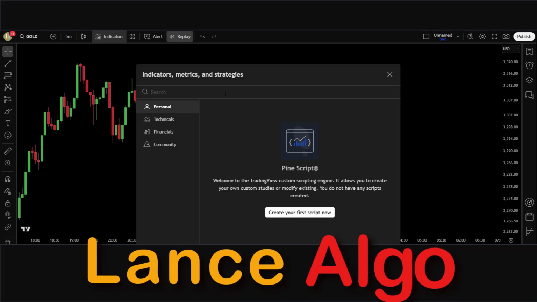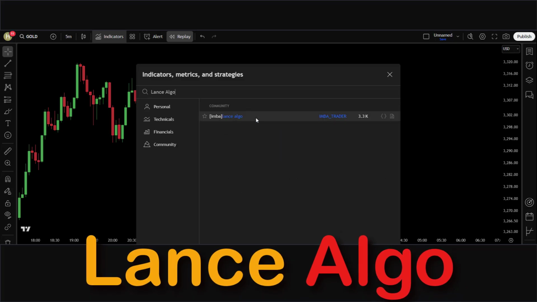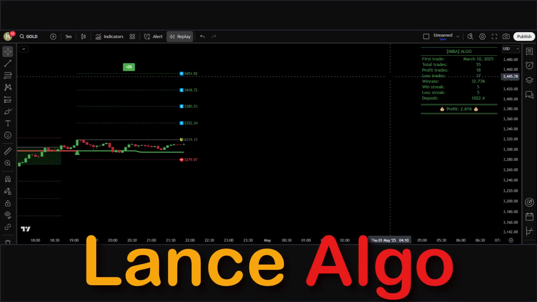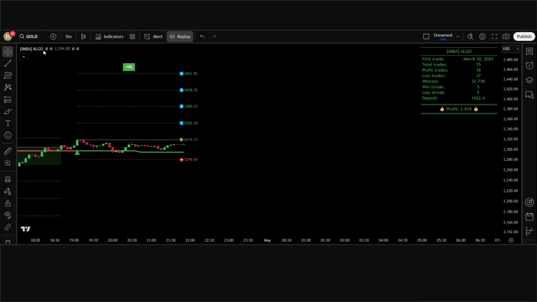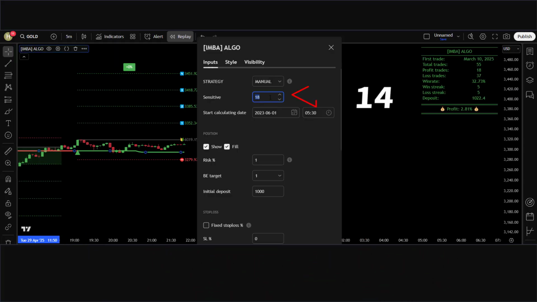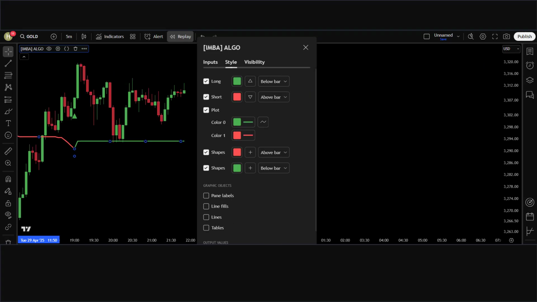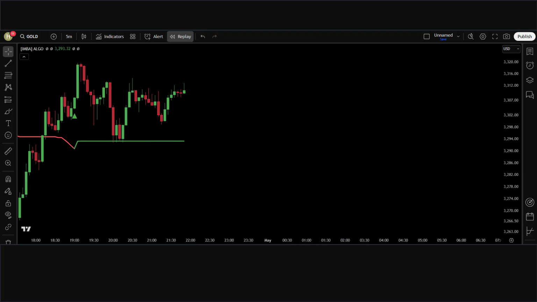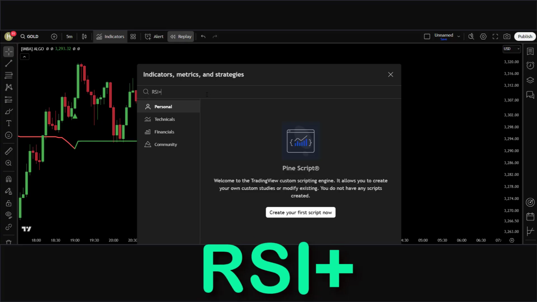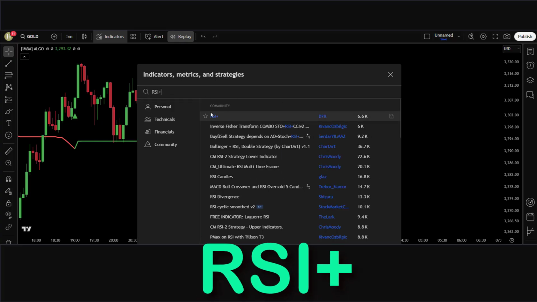First indicator name is Lance Algo. Keep the indicator settings as I have shown here. After that we have to apply another indicator on the chart. Second indicator name is RSI Plus.